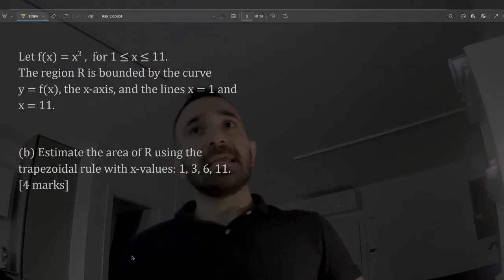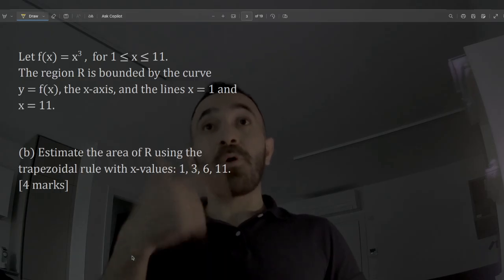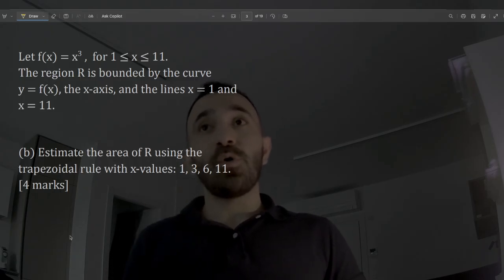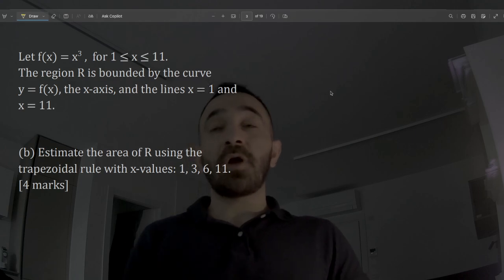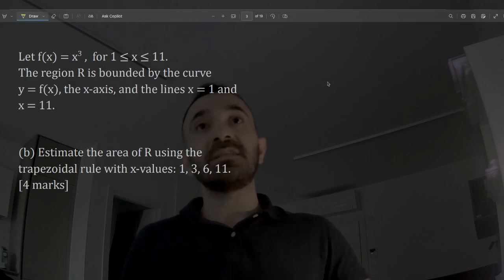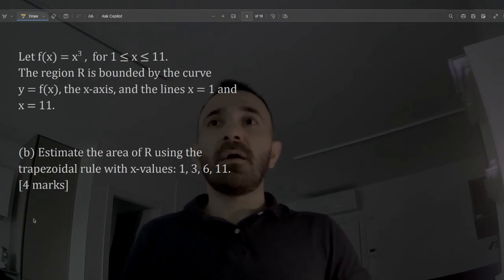Now let's talk about the second case. Now I'm going to approximate the area. So I'm not going to use a calculator. I have to use the trapezoidal rule. What is the trapezoidal rule? So how can I find the area of a trapezoid?